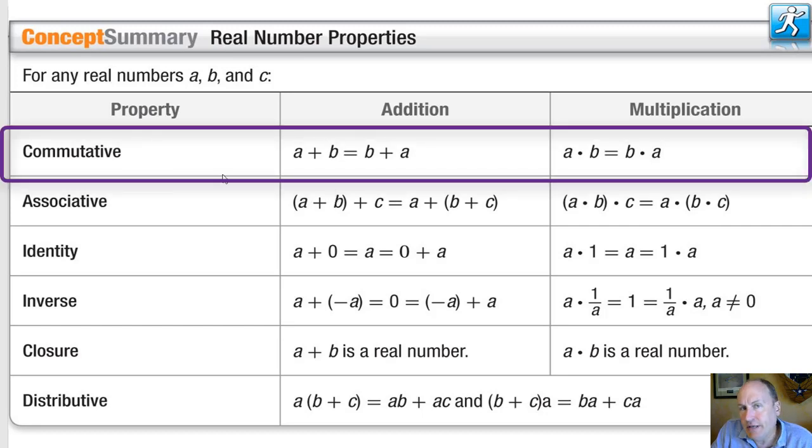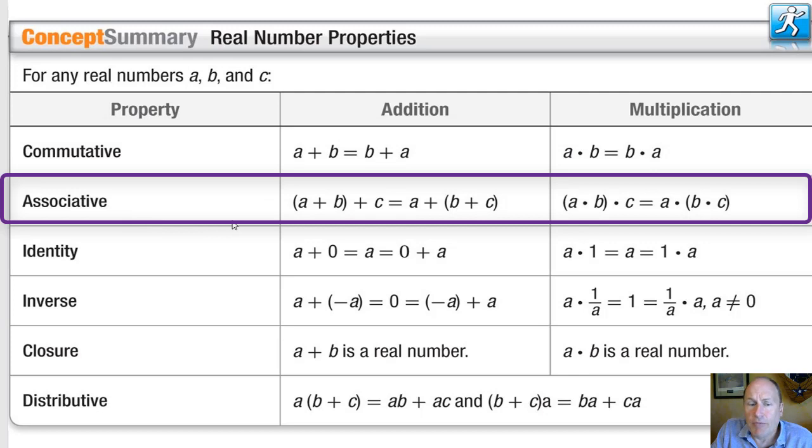I look at commutative as like commuting to school. You go back and forth to school. You're changing the order. Home, school, school, home, you're commuting. So for addition, that means A plus B, two numbers A and B added together, are the same as B plus A. We've just changed the order in which they appear. The same thing is true for multiplication of real numbers using the commutative property of multiplication. A times B is equal to B times A.